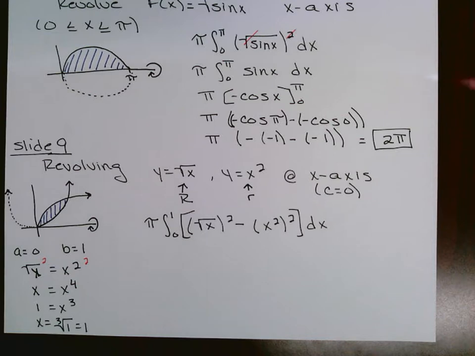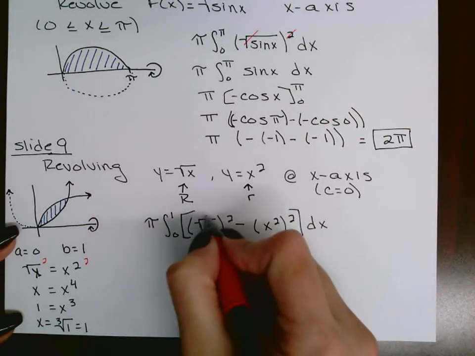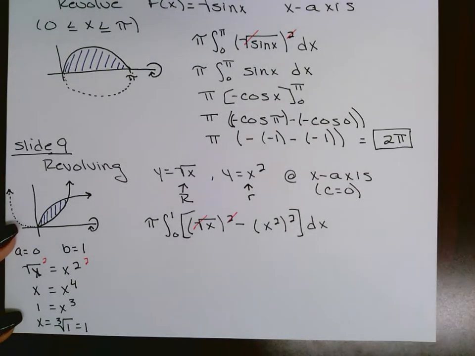Make sense? All right, so now just clean this, the square root and this square cancel. That'll become x to the fourth.